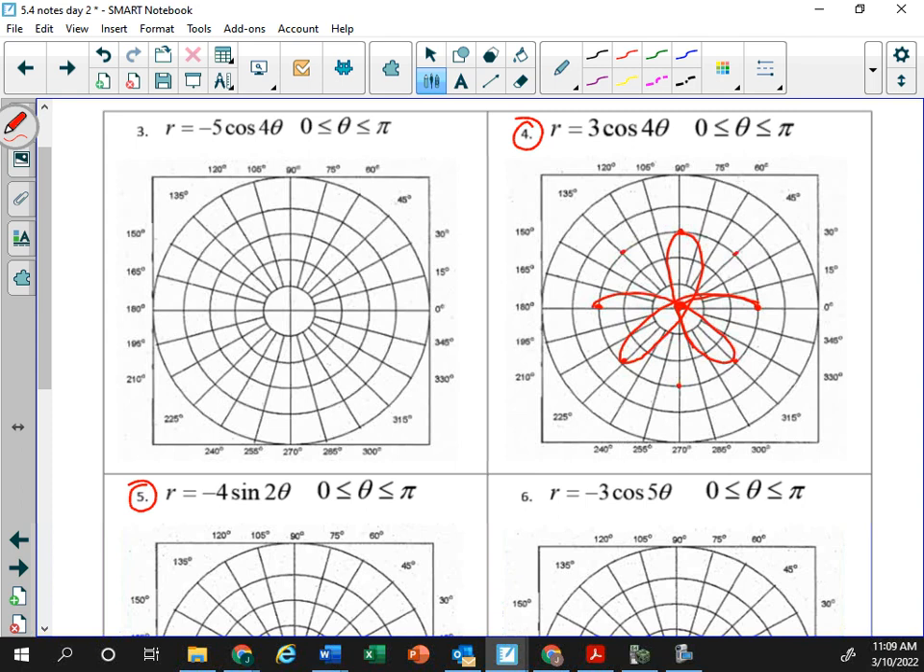And guys, if you're stuck at all on 5, if you're like, that negative is weird, do the table. Just do 0 to pi. It's okay.